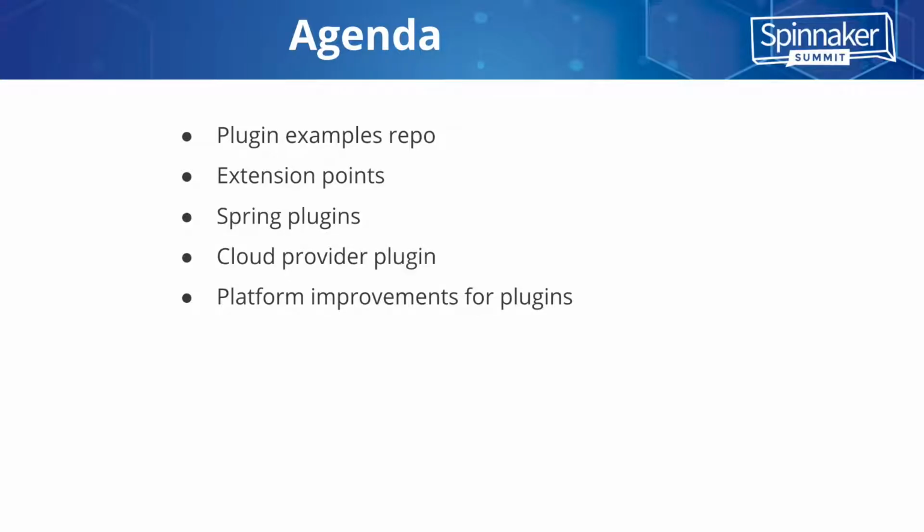In this talk, we're going to go over where to find good examples of plugins. We're going to look at 3 of them. The first one's going to focus on extending with extension points. The second one's going to talk about how to extend behavior in plugins using Spring, mainly for when you don't have extension points. Then we're going to show a cloud provider plugin, and we're going to talk about some of the improvements we're making to the Spinnaker platform to allow more powerful plugins.